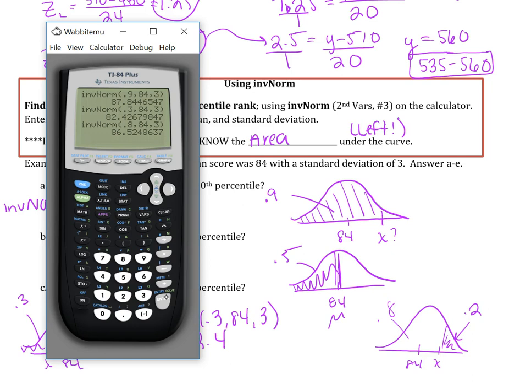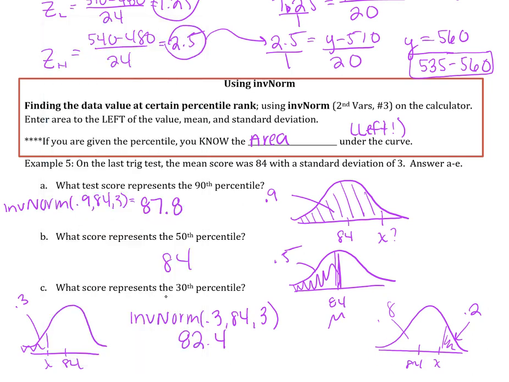Now, if you did 0.2 by accident, it wouldn't make sense because you'd end up with the data value somewhere to the left of 84, and it's like, well, wait a minute. If 84 is the 50% mark, you wouldn't end up being lower than it. You'd want to be higher than it to be in the top 20%. So just keep that in mind.